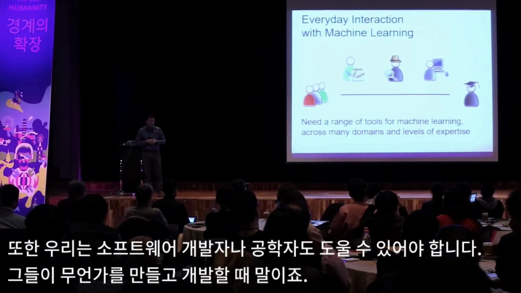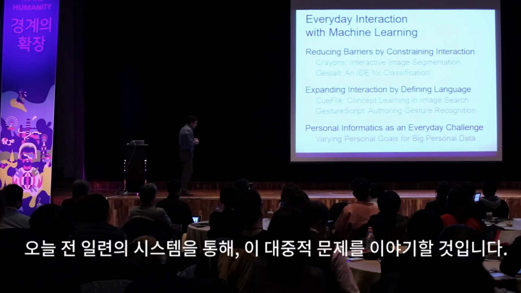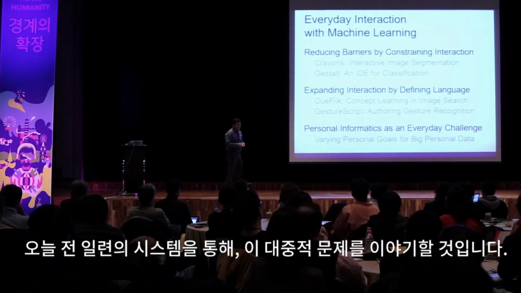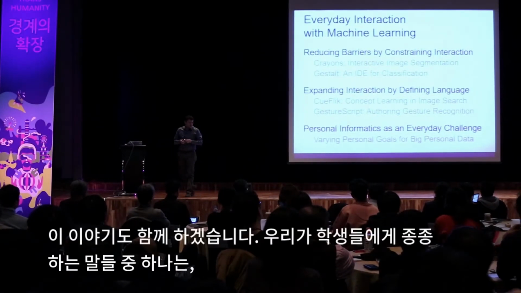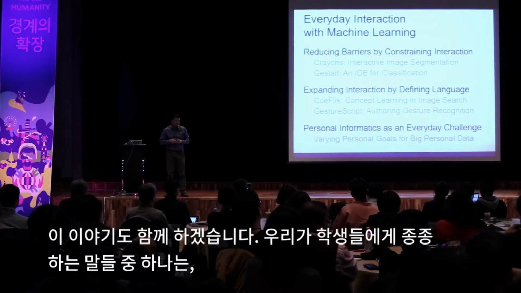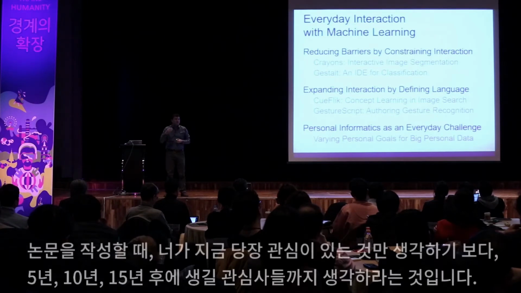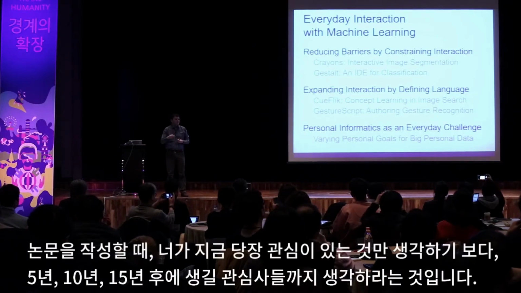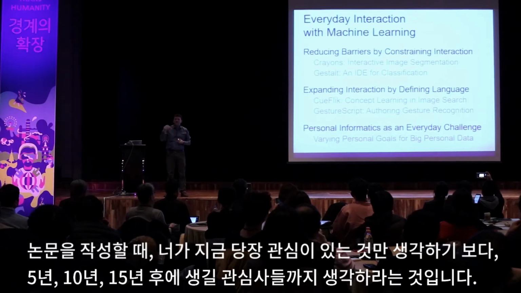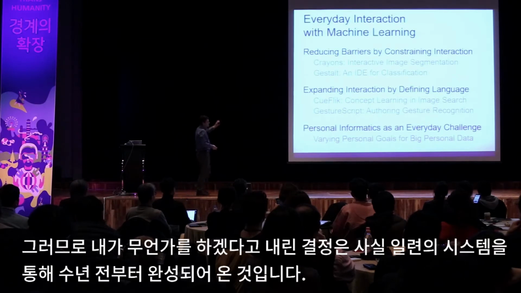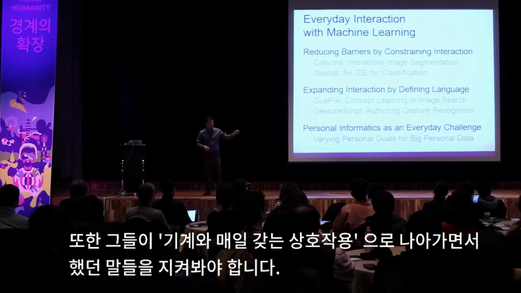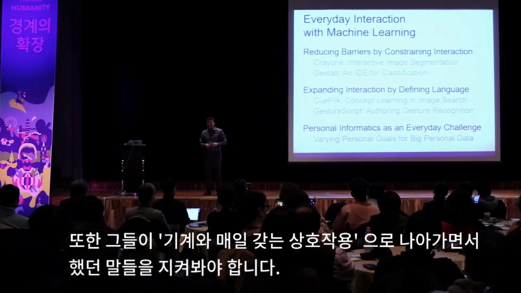And so I'm going to go through a set of systems today to kind of talk about this as a general problem. I put this talk together, and one of the things that we often tell our students is, don't just think about what's going to be interesting in your paper this year. Think about what's going to be interesting in your paper 5 years, 10 years, 15 years from now. And so what I decided to do was go back through a set of systems over the years and look at the story that they tell in building up towards everyday interaction with machine learning.